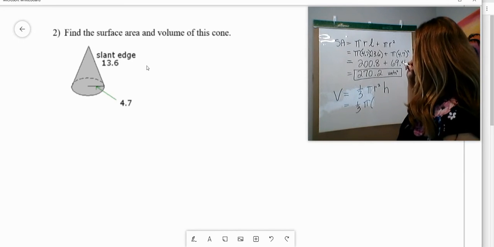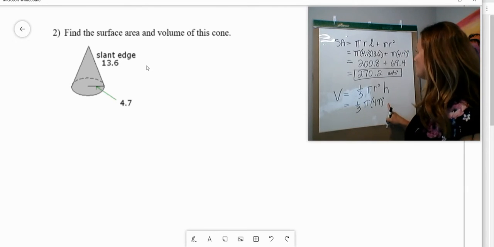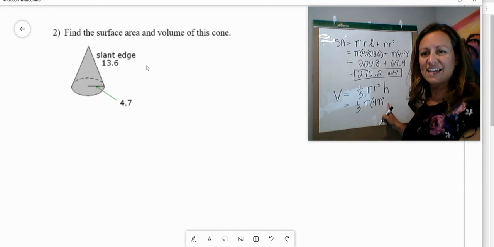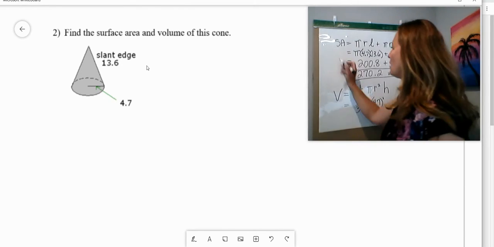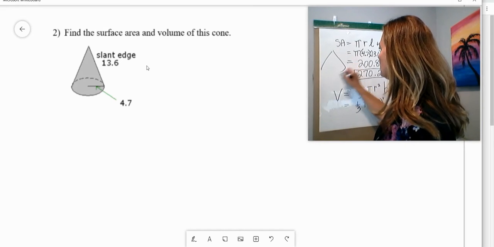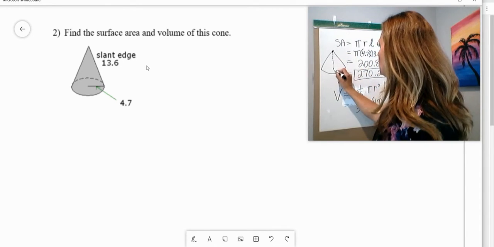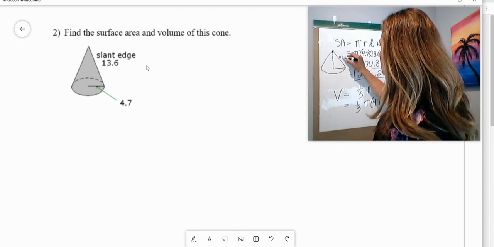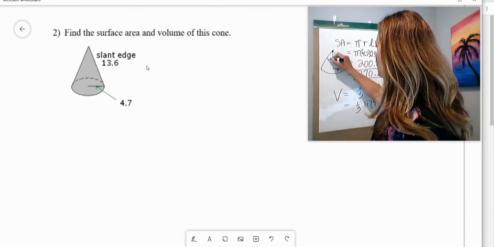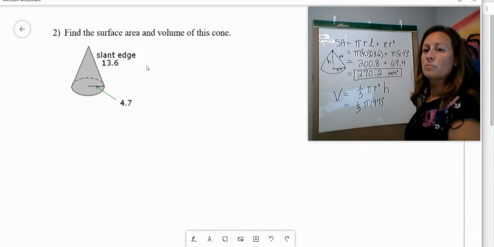We have the radius, it's 4.7. But wait, can I put the 13.6 slant edge there? No, this is not slant edge. This is the height of the cone, which has to be calculated from the slant height and the radius. So this is what we need to find, which is perpendicular to the radius. Slant height is 13.6. Radius is 4.7. Height is that. So we're going to have to do a little Pythagorean theorem.